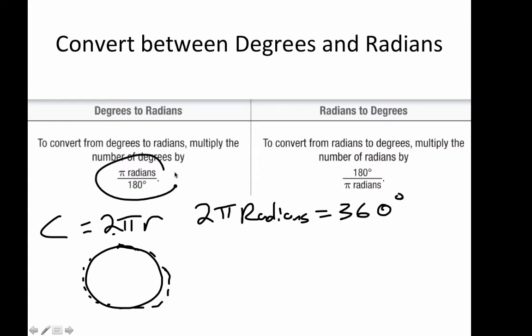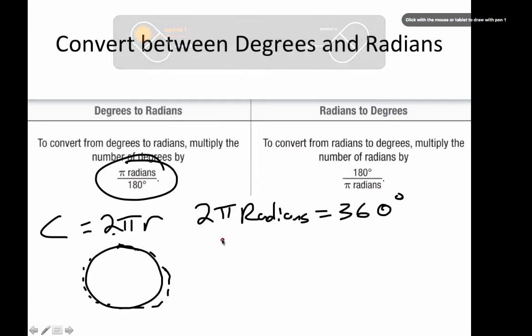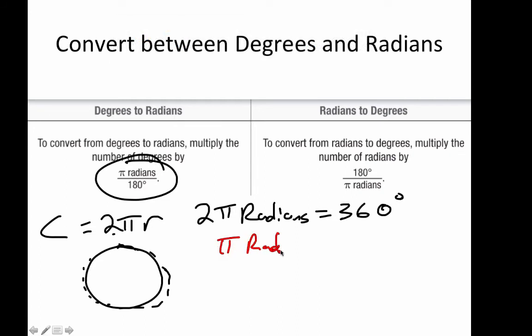And since that's still a little bit awkward, we divide both sides by 2. And when you divide both sides by 2, you get pi radians equals 180 degrees. So half a circle, 180 degrees, is going to be pi radians.